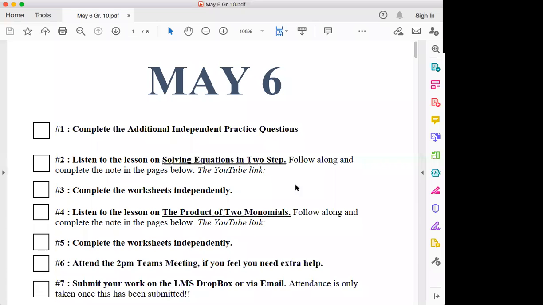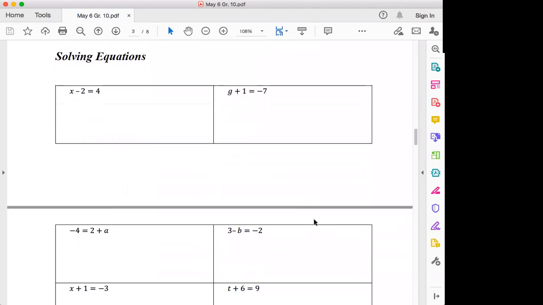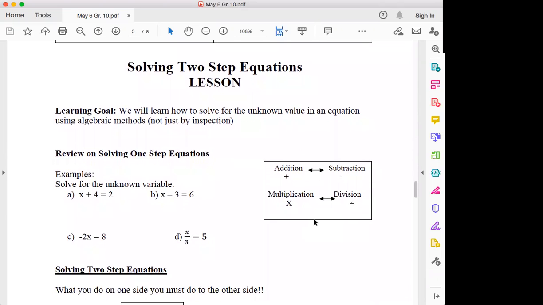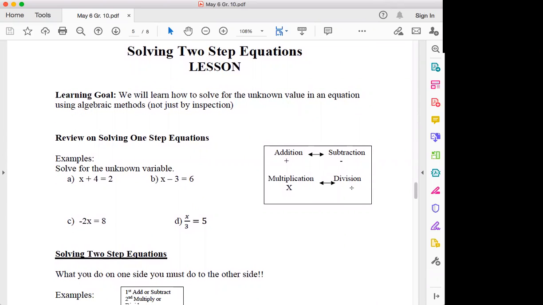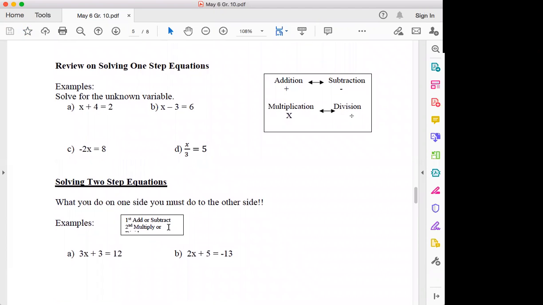So today we are doing two different lessons. There will be two different YouTube videos for you. So I'm going to start here. You've got quite a few practice questions to make sure that everything is okay and you understand everything. And then we're going to move on to two-step equations, so solving them. Just keep in mind that when we say solving, that means you're finding what the variable is, what number it is. Yesterday we looked at the one-step equations, so we're going to do a little bit of review on that just to make sure that you are okay.